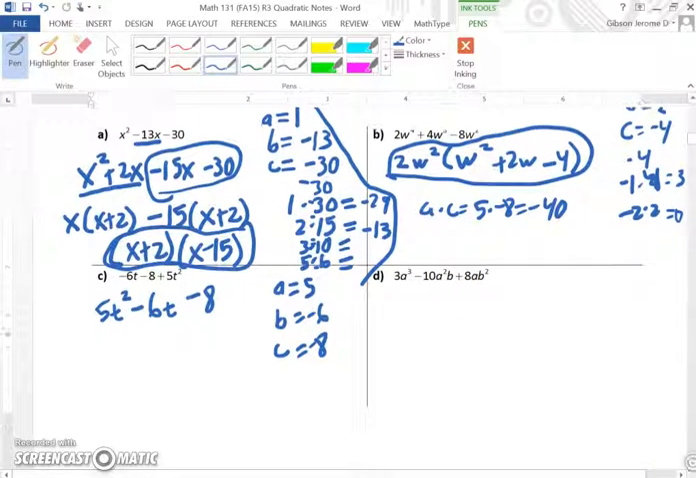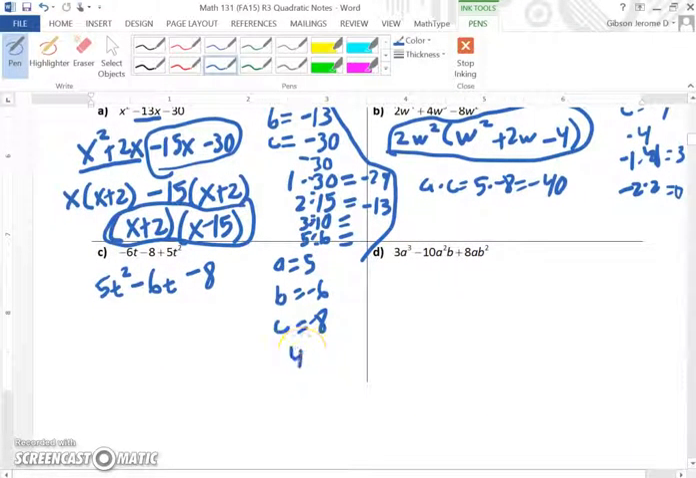Now, with this negative 40, we need to find all of the factors of 40. Let's see if I can scroll down a little bit. So the factors of 40 are 1 and 40, 2 and 20, 4 and 10, and 5 and 8. Well, we know this is a negative 40, and since B is negative, we know that all of our larger numbers are negative. So this would be negative 40, negative 20, negative 10, and negative 8.